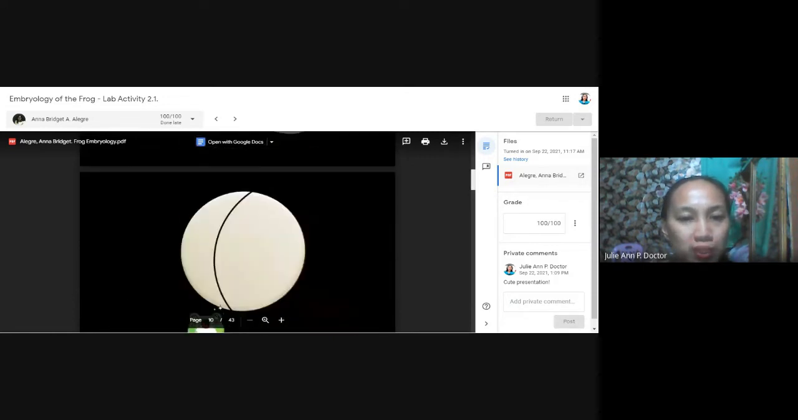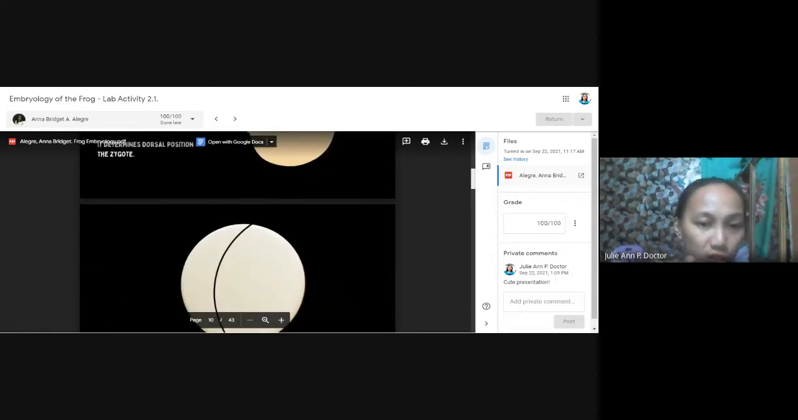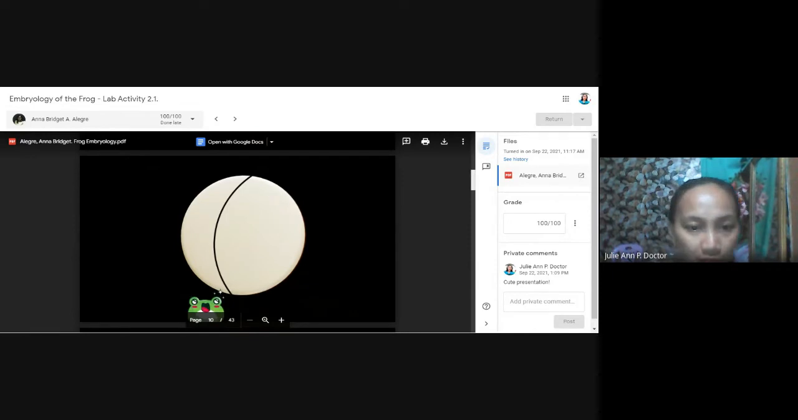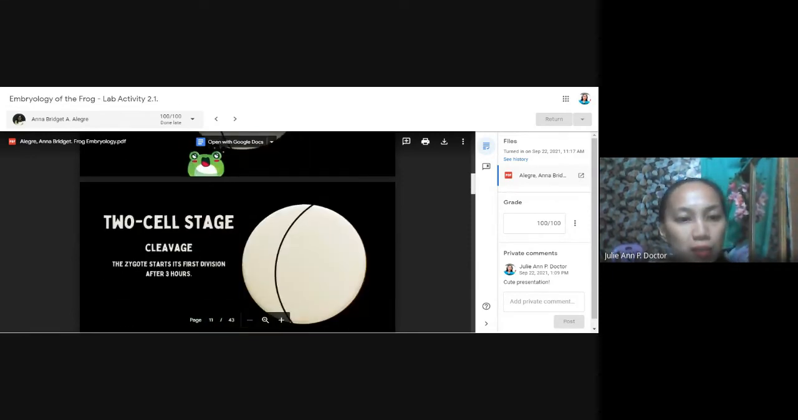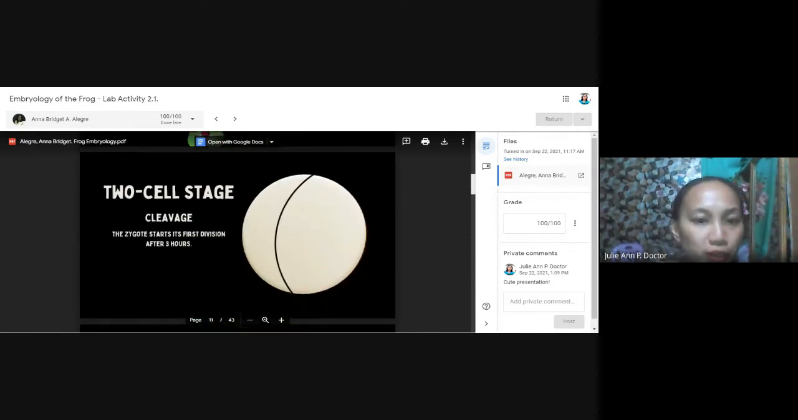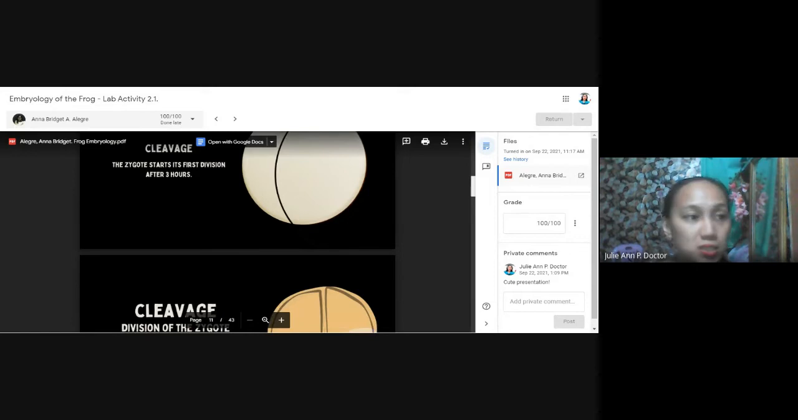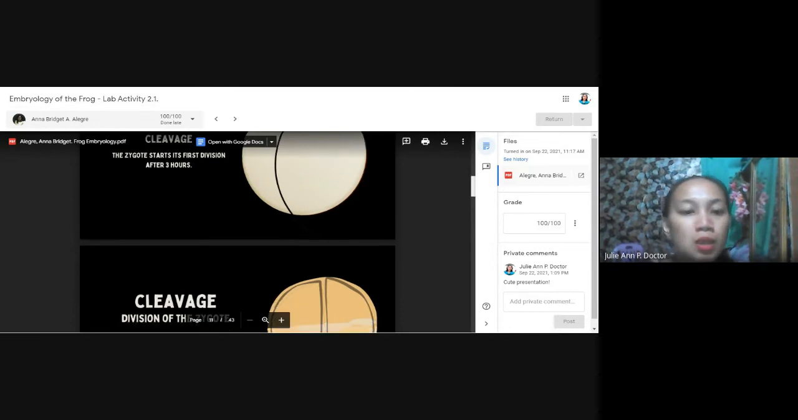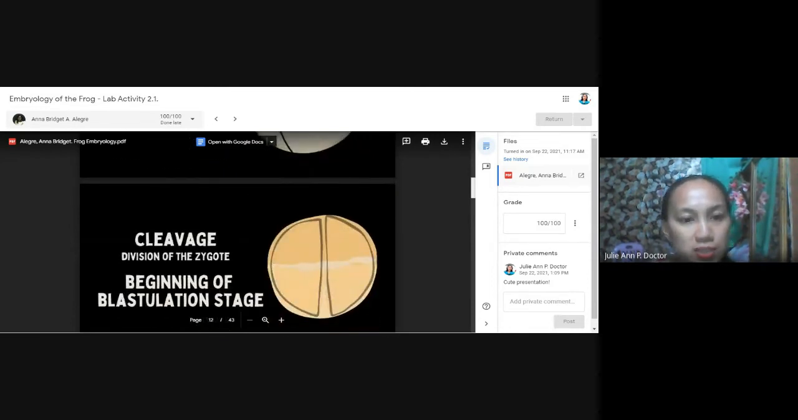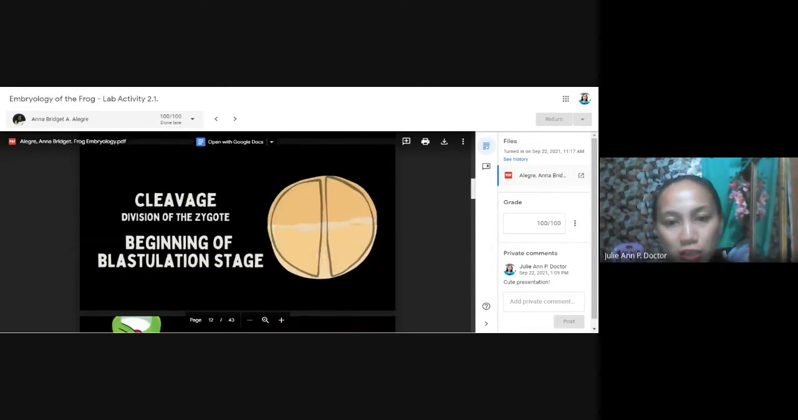Wow. So look at this. We actually rotated the sphere. Now we have the two-cell stage, or the cleavage. The zygote starts its first division after 3 hours. It's somewhat different from the fertilization of human beings, okay? Cleavage, division of the zygote, beginning of blastulation stage.